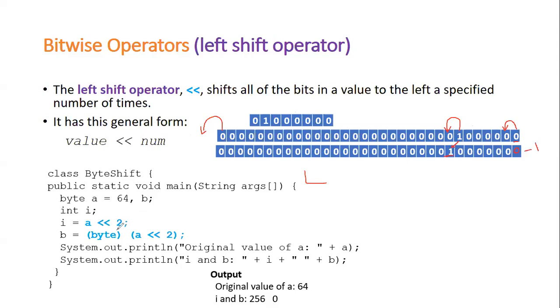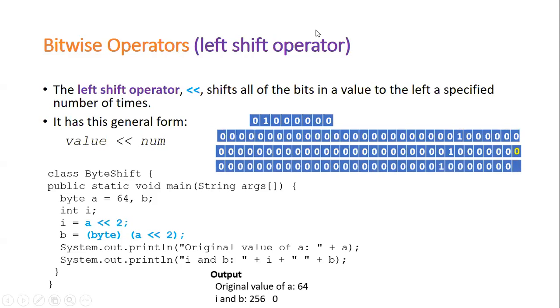But how many times do I need to shift? I need to shift two times. Right now I've shifted one time, so let us perform the shift one more time. Here the value 0 is there. Now I need to perform the second shift.